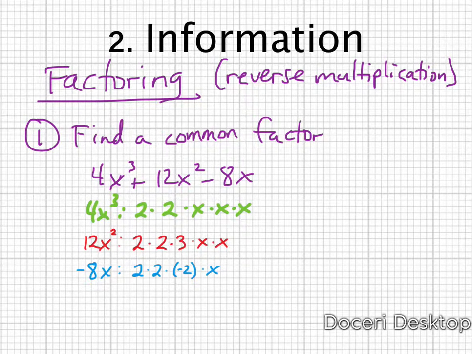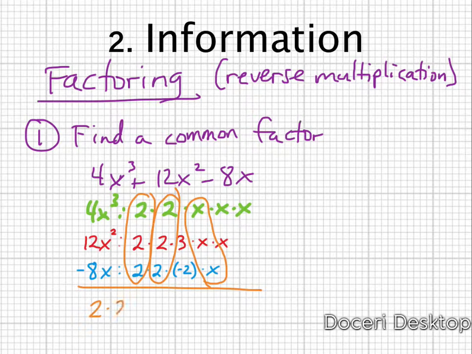So now I'm going to circle everything that we have in common. We have a 2 here, we have another 2, and then we have an x, and I don't have any more x's that they all have, right? I don't have any leftover x's here. There's nothing left. So the thing that they have in common is 2 times 2 times x. And 2 times 2 is 4, so 4x is what they have in common. That's my common factor.